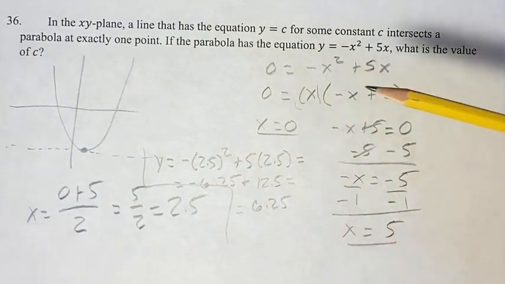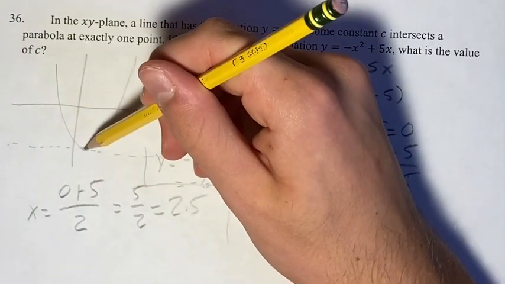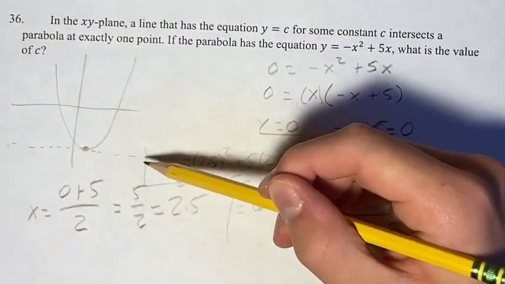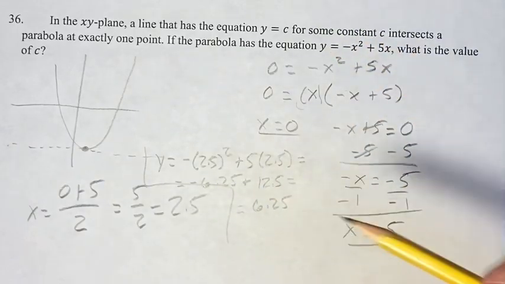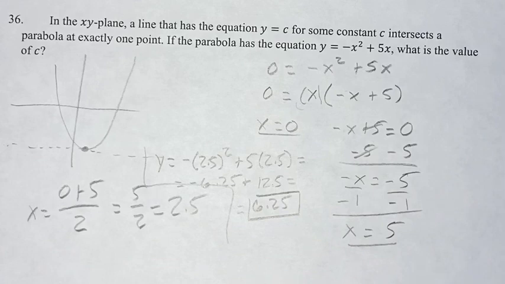So this is our y value, and it is the y value of this point, which means that this line that goes through it is y is equal to 6.25. And therefore, your value of c, 6.25, is going to be your final answer.